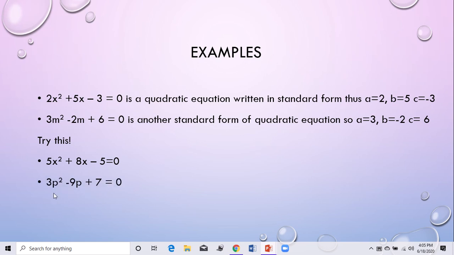Then another one, you have 3p squared minus 9p plus 7 equals 0. Again, you can solve this mentally. Since this is already in standard form, you can get the numerical values of a, b, and c. So a equals 3, b equals negative 9, c equals 7.